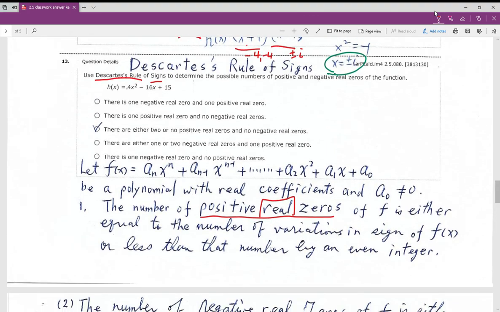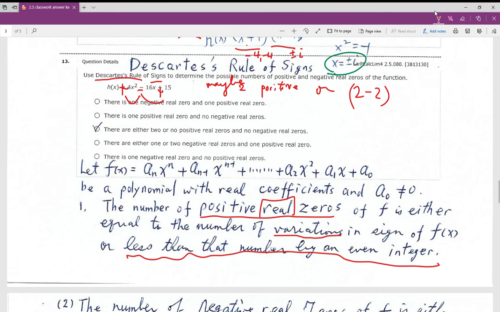Okay. So for example, this function, you have positive, negative, positive, right? So variation means the change. You change one time, change two times. So when you change two times, it means that's how many positive answers you have. Two positive solutions. Maybe, we say maybe, okay? Maybe two positive, or maybe 2 minus 2, or less than the number by an even integer. We don't want to take away 4 because it's already a negative number. We are counting how many positive solutions.